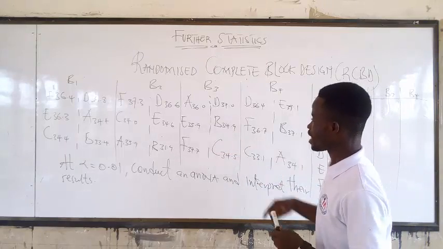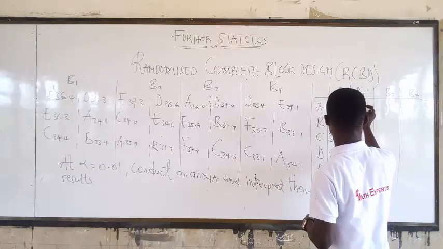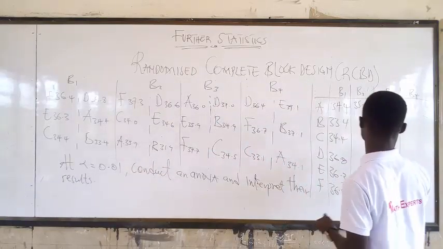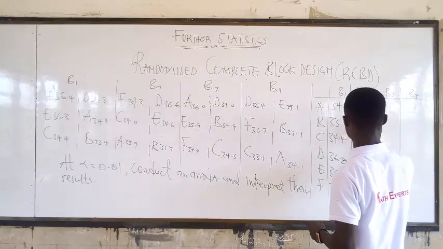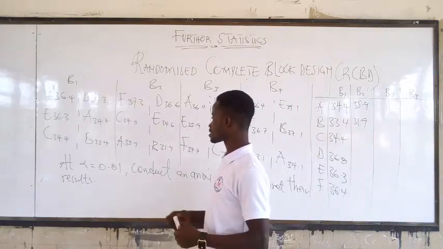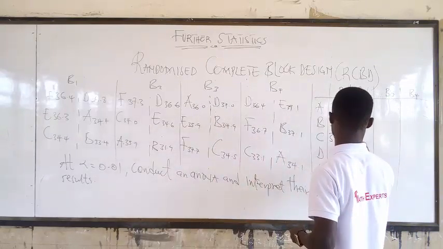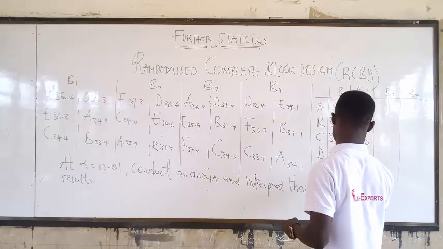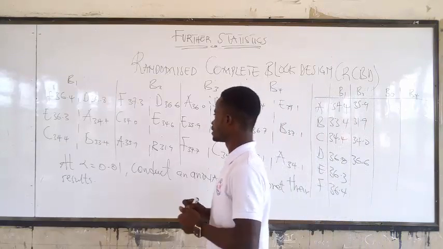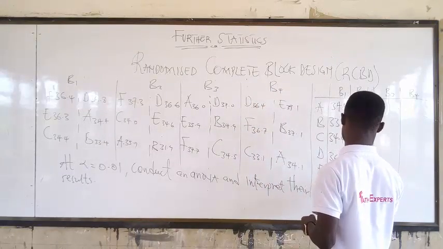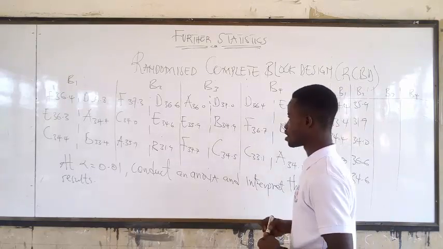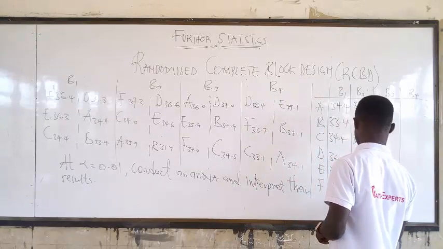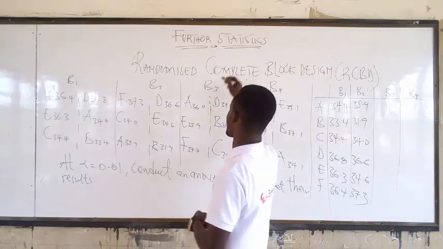Alright, so the A is 35.9. Then the B is 31.9. The C is 34.0. The D is 36.6. The E is 34.6. The F is, sorry, 37.3. Now let's come to the B3.